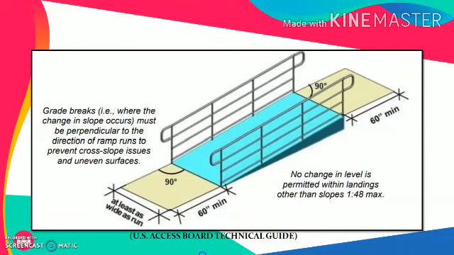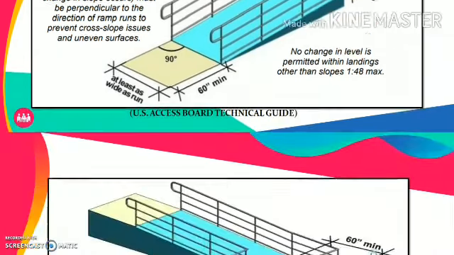So this figure provides the insight of the simple ramp, where you can see that there are two surfaces, as shown in this figure, connected with a ramp and the handrail. So there must be a grade break, that is where the change in slope occurs, and it must be perpendicular to the direction of run to prevent cross slope issues and uneven surface. No change in level is permitted within a landing, and this is another surface which is expected to be there, which is a leveled one.